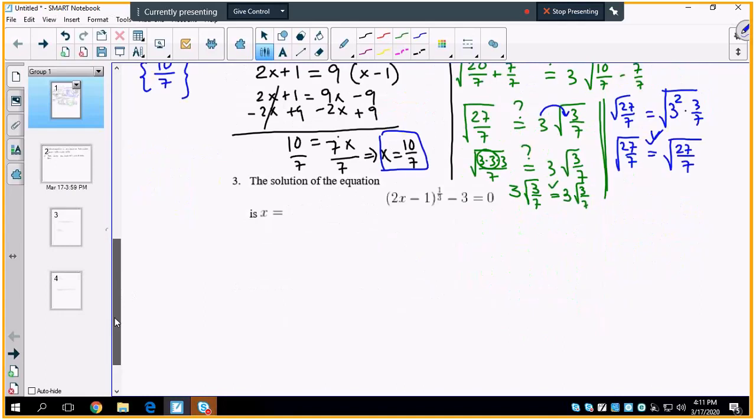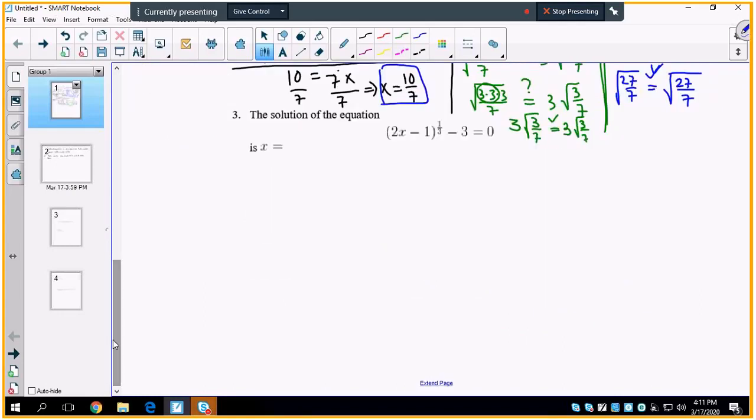When you look at problem number 3, I do not directly see the radical sign. But what I would want you to remember is that the power 1/3 stands for cube roots or third roots. So it is still a radical equation.